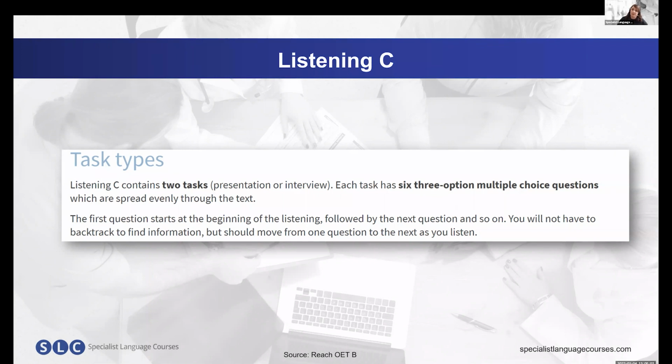The first question, so it's important to know this, the first question starts at the beginning of the listening, followed by the next question, and so on. What this means is you need to move from one question to the next as you listen, and you won't be required to go back to any previous question. So it is chronological. You move on through the questions. So keeping your place and knowing how to keep your place and when to move on to the next question is really a key skill in being successful in OET Listening C.